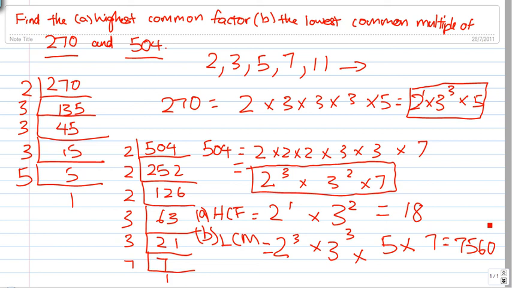So these are the ways. This is a simplified way to actually find the highest common factor and the lowest common multiple of two numbers.